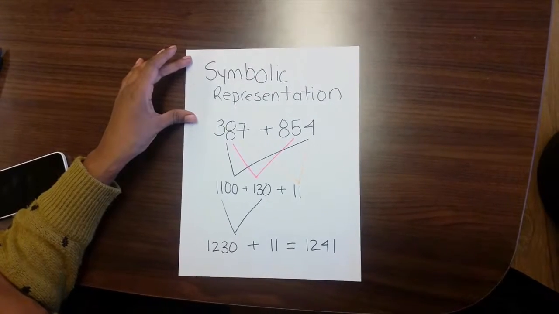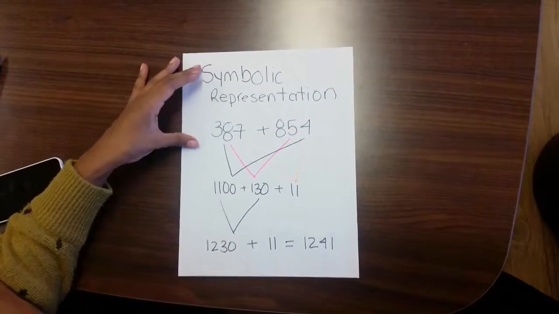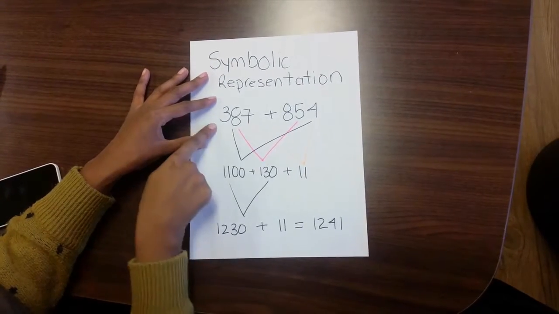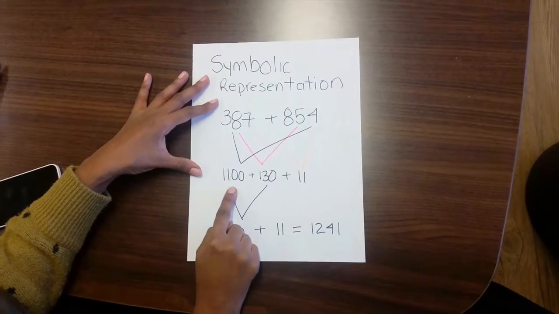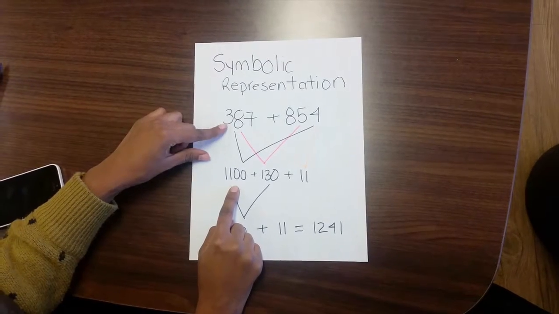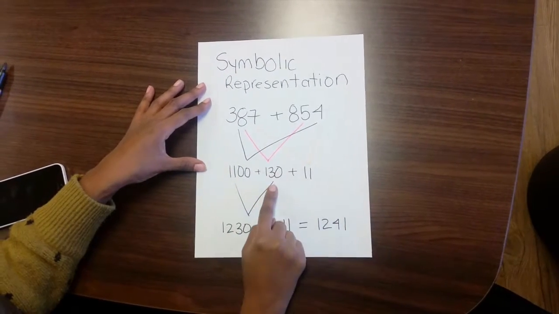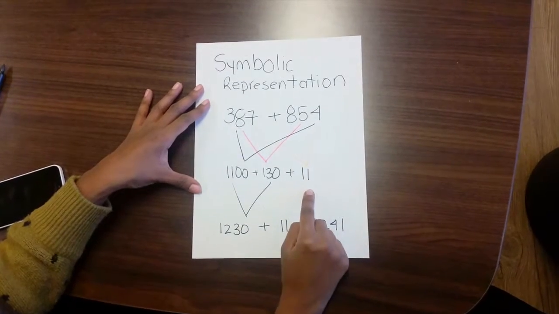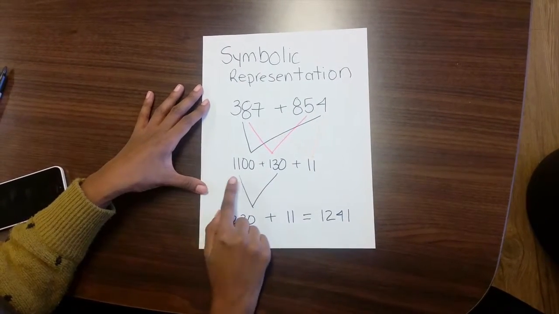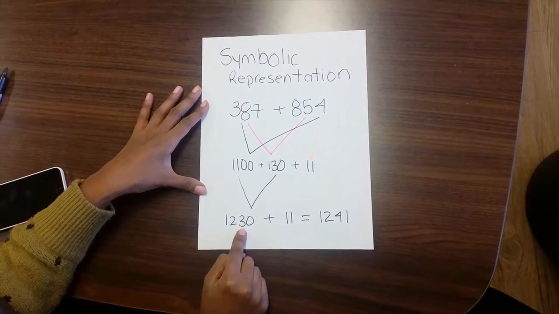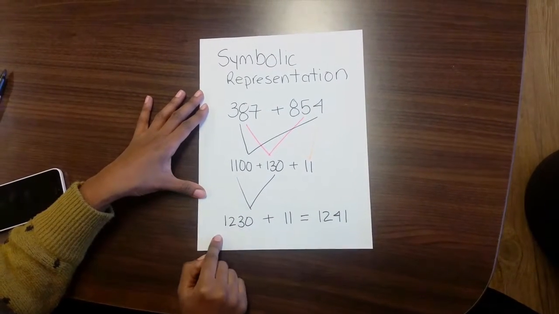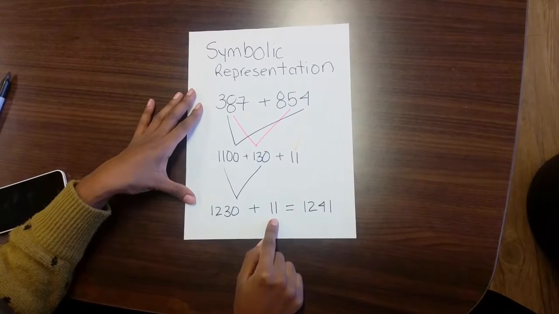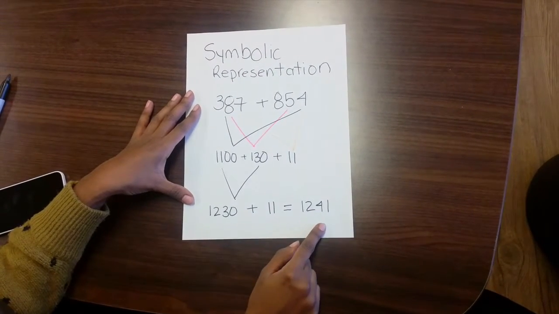Okay, so for my symbolic representation, I use the split strategy. First I'm going to be adding up the 100 place value, which is 300 plus 800 will equal 1,100. And for my tens place value, I'll be adding 80 plus 50, which will equal 130. And for my ones, I'm going to add 7 plus 4, which will equal 11. I computed 1,100 and 130 first, only because I found that easier. So that would equal 1,230. Then I'll be adding 11, and my final answer is going to be 1,241.